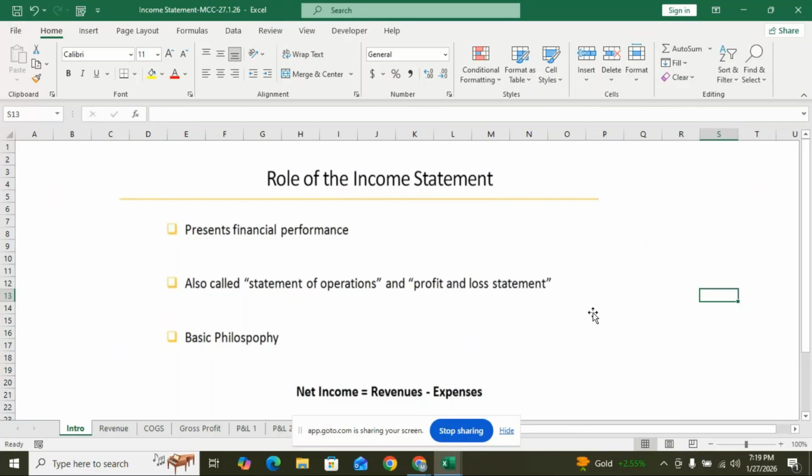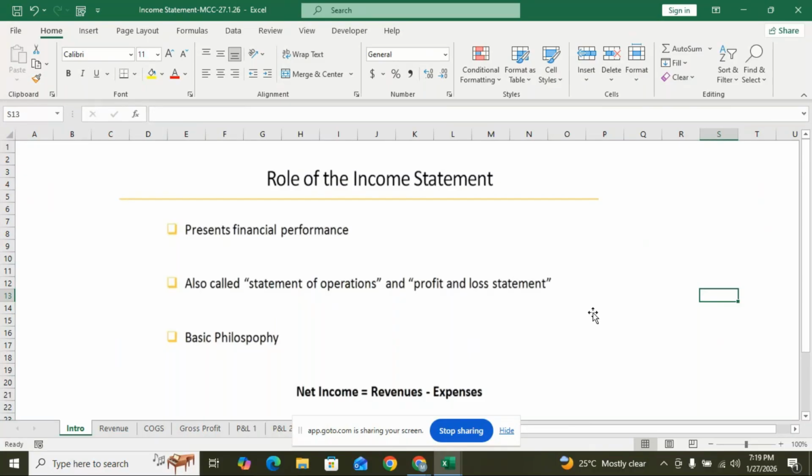What is the current financial position? How well are they going, and what is their performance graph? It is also called the statement of operations and the profit and loss statement. So when we are working on the income statement, we calculate the net income or the net profit available to the shareholders of our company.